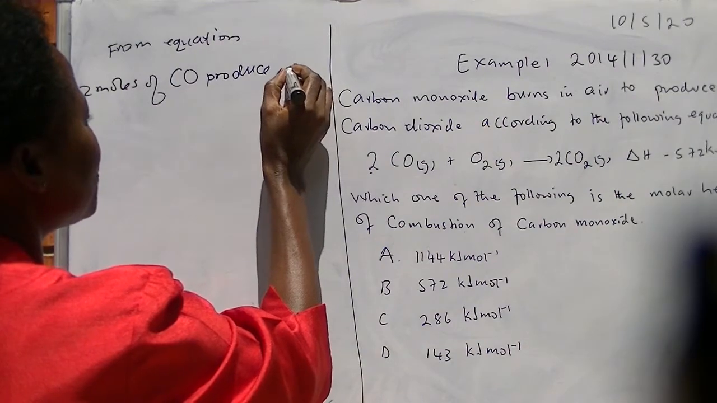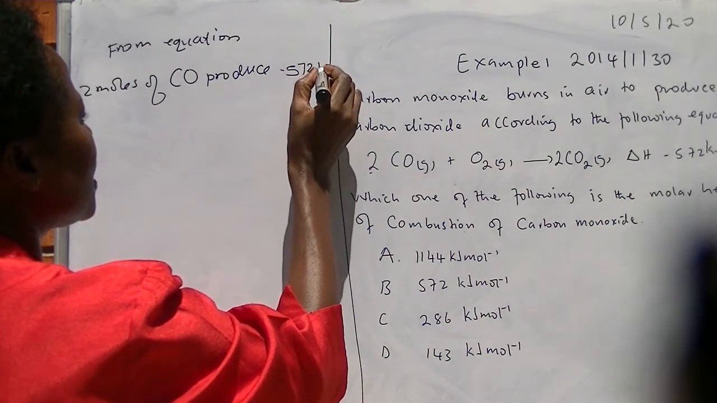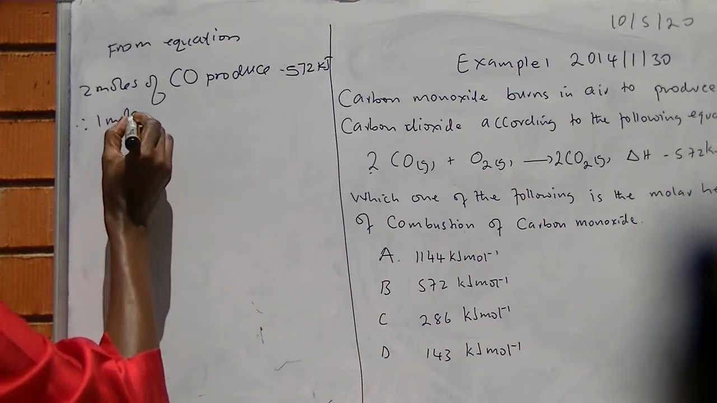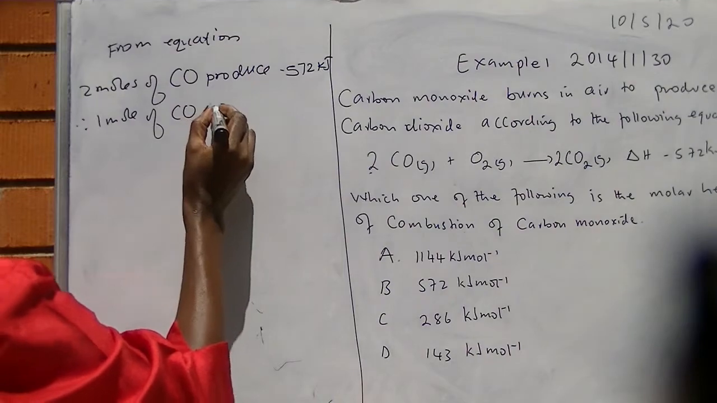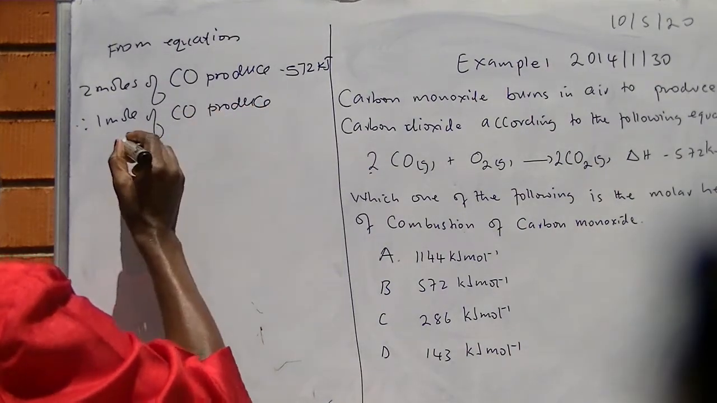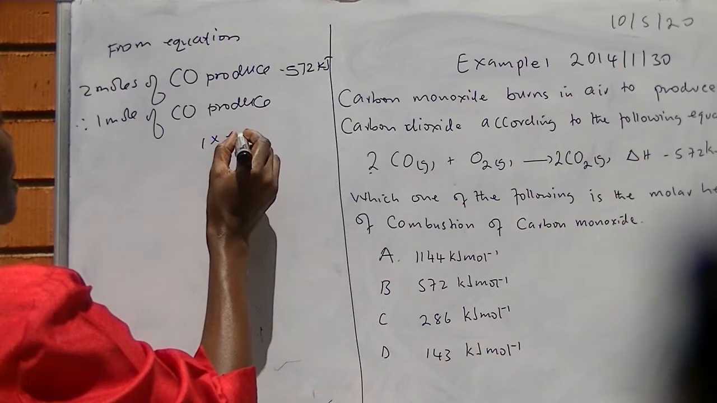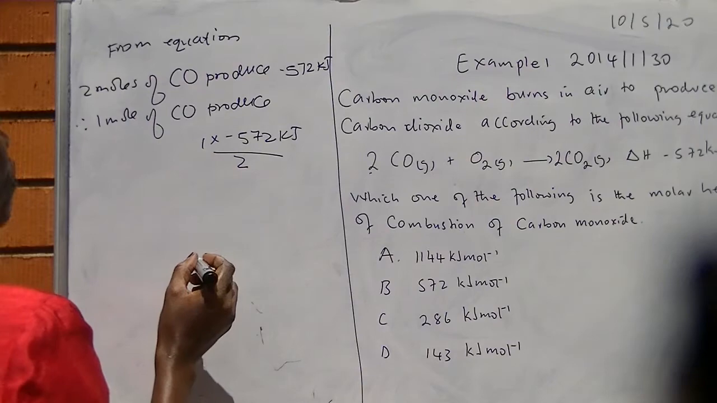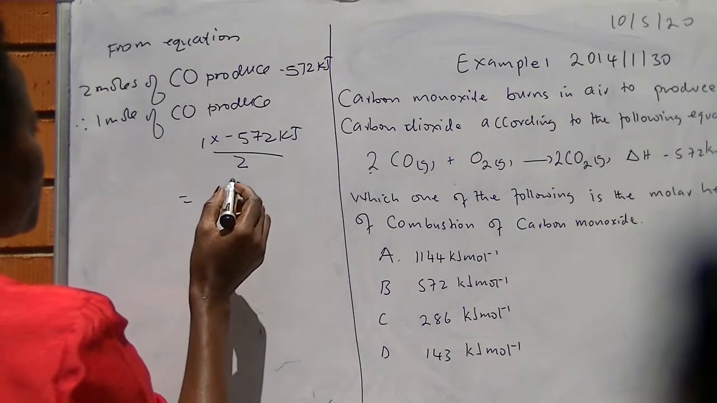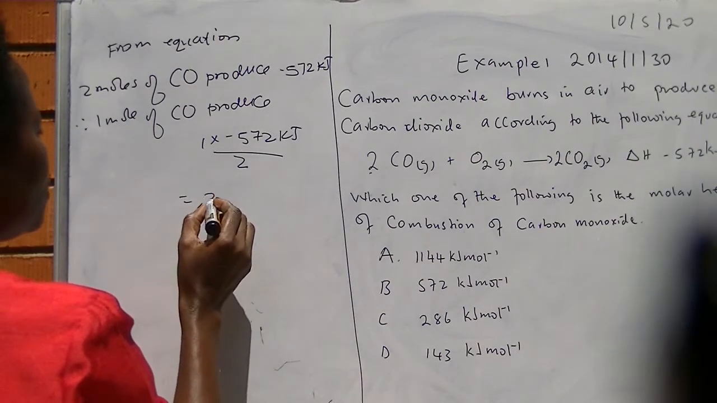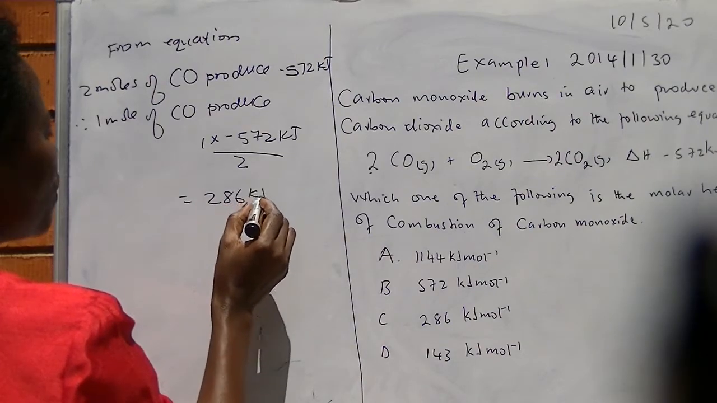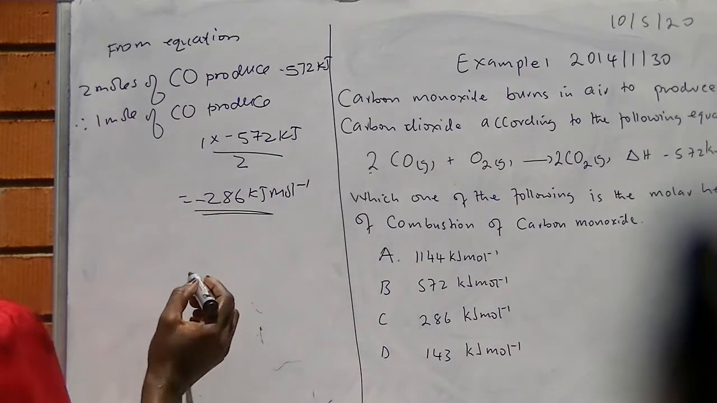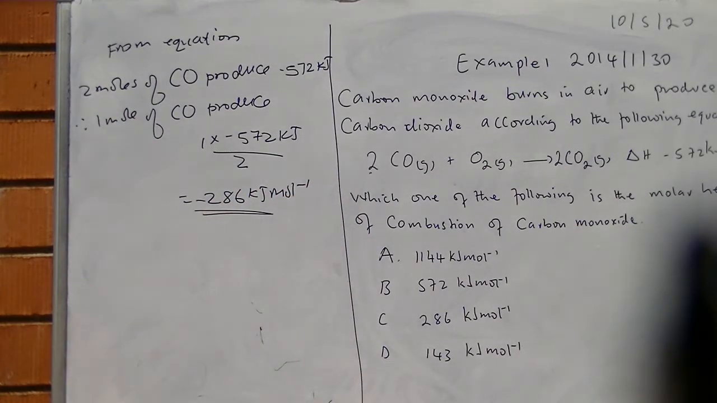Negative 572 kilojoules. What about 1 mole of carbon monoxide? We cross multiply: 1 times negative 572 kilojoules over the 2 moles. This is the same as negative 286 kilojoules per mole. So every mole of carbon monoxide will produce this heat, and our answer is C.